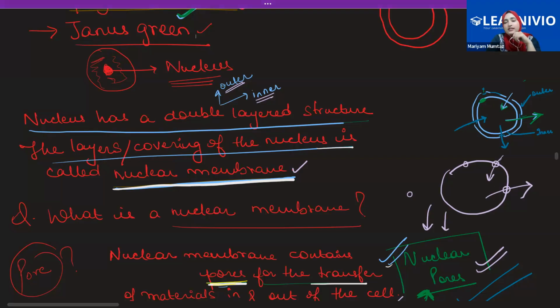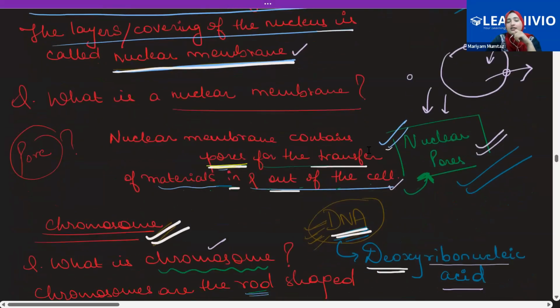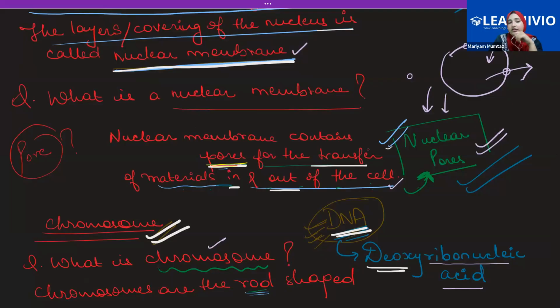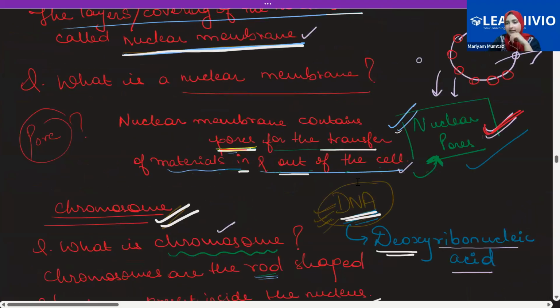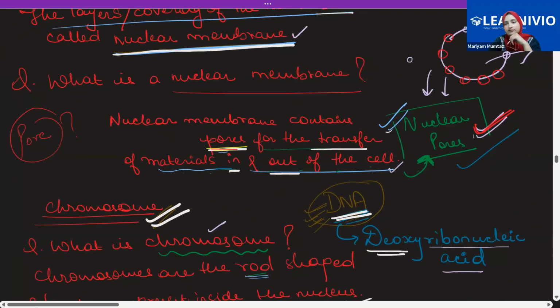Now, this nuclear membrane contains a lot of pores in it for the transfer of materials into and out of the cell. So if this is the membrane, it is surrounded by a lot of pores like this. These pores that are present in the nuclear membrane, we call them nuclear pores. Why are they there? They are there for the transfer of materials from the inside to the outside and from the outside to the inside of the cell. Is it clear? Yes, ma'am. Any doubts? No, ma'am.